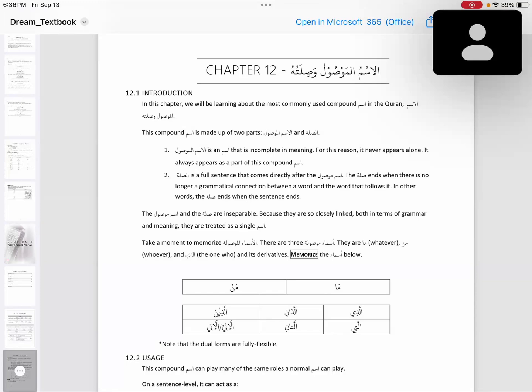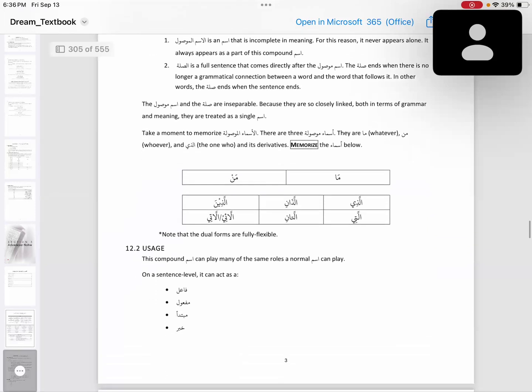Take a moment to memorize al-asma al-mawsula. There are three asma mawsula. They are ma, man, and allazi, and its derivatives. We must memorize ma, man, allazi, allazani, allazina, allati, allatani, allai, allati.